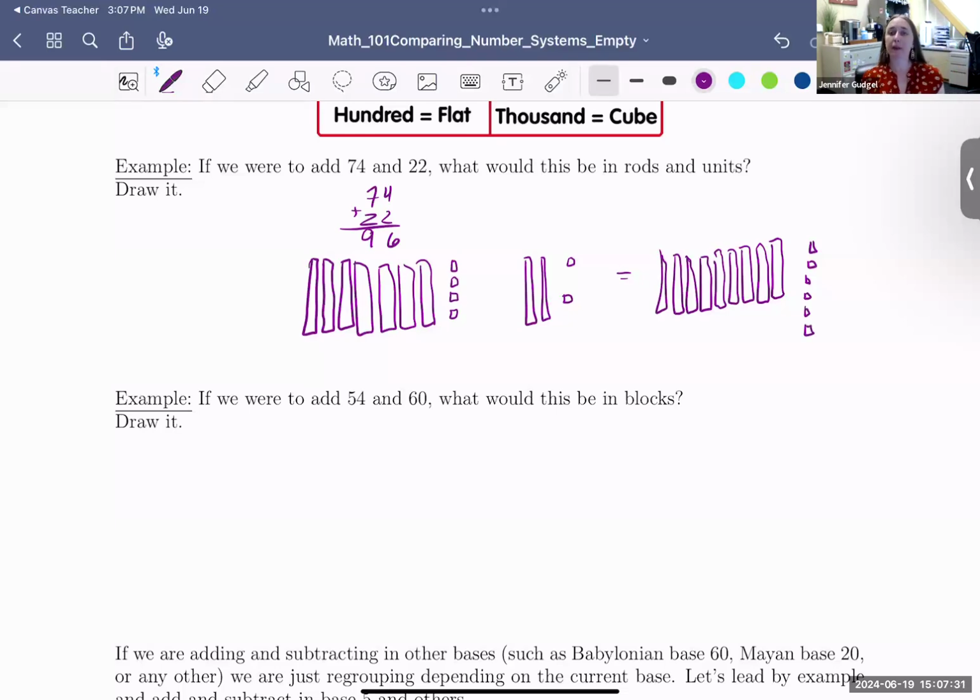So there was no regrouping needed because in base 10, we didn't make it there. We went up to 9. But if we had had 1 more rod, we would have needed to regroup and add in a different place value. Okay, but that was not needed in this case. We had 9 rods and 6 units.